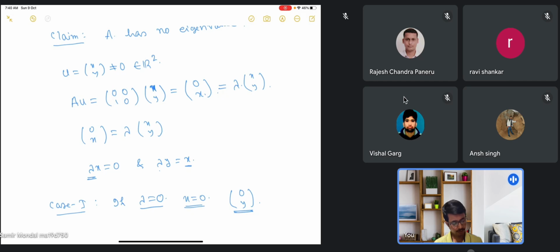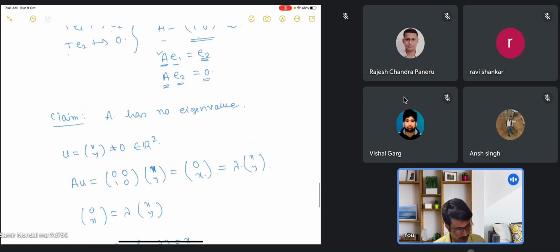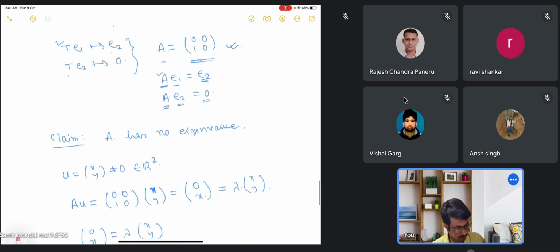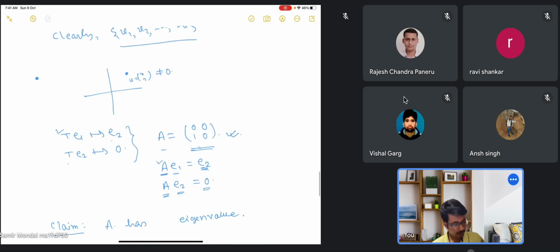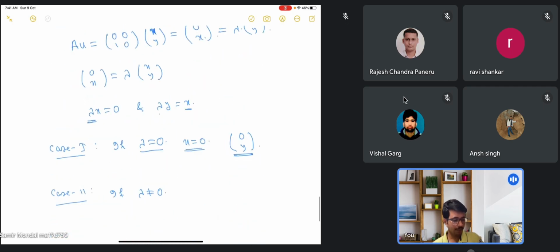Is it or not? Yeah, basically both eigenvalues are 0 here. So my example is wrong. A has the eigenvalue here. So I have to think about another example. Okay, I could not check it. So if lambda is 0, both eigenvalues are 0. So I have to construct another example.